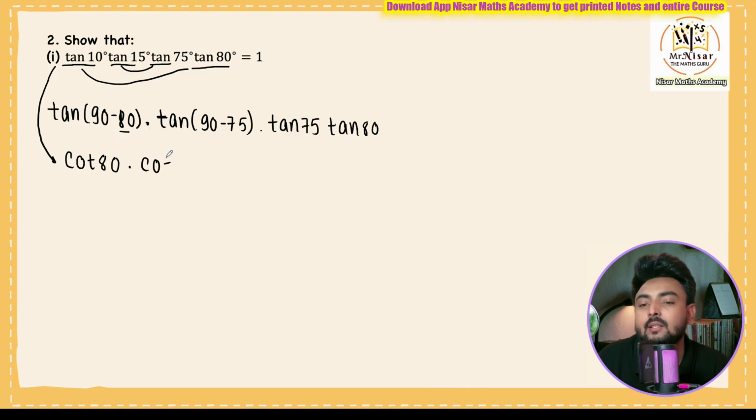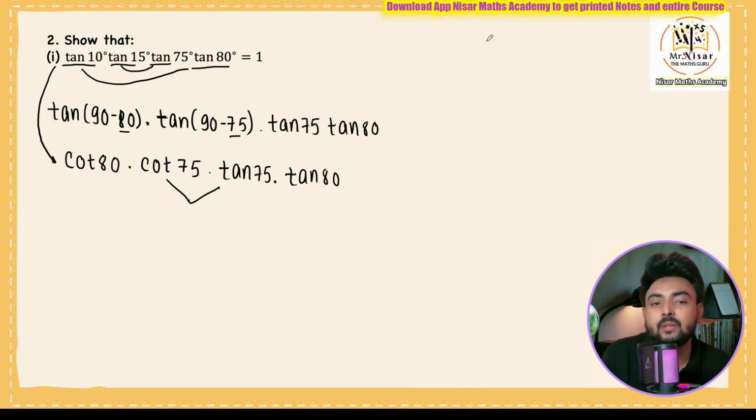So can I say that this is cot? What is the value of theta here? 75. Cot 75. Then I'll write tan 75 as it is and tan 80 as it is. Now you tell me, children, what we should do here? Clearly it is seen that we are done with the complementary part. We know these things, children. What is the relation between tan and cot? We know that tan theta is the reciprocal of cot theta.